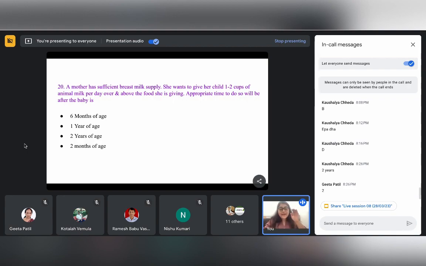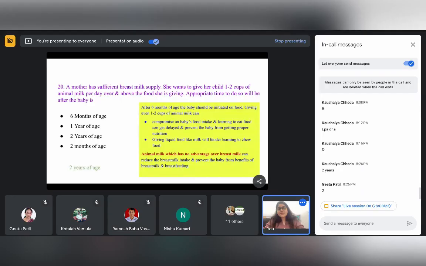So any kind of animal milk substitute is not necessary over and above the breast milk, at least till 2 years of age. At 6 months of age, we are starting with complementary feeding. We have discussed in our previous session that no matter what group of food you are giving to the child, breast milk is one group of food that you have to give to the child every day, right?